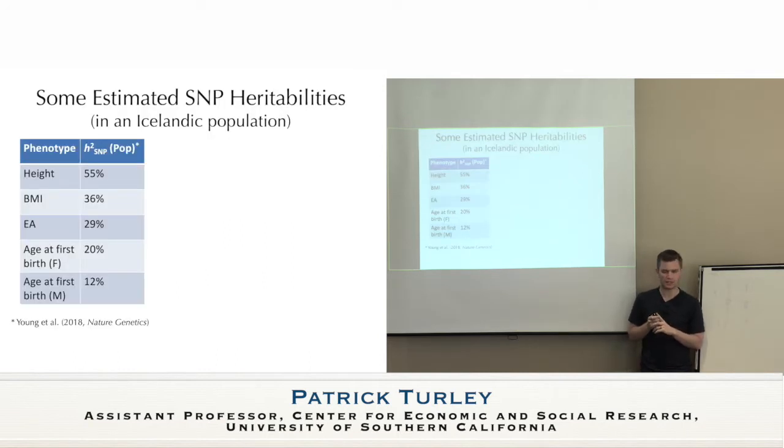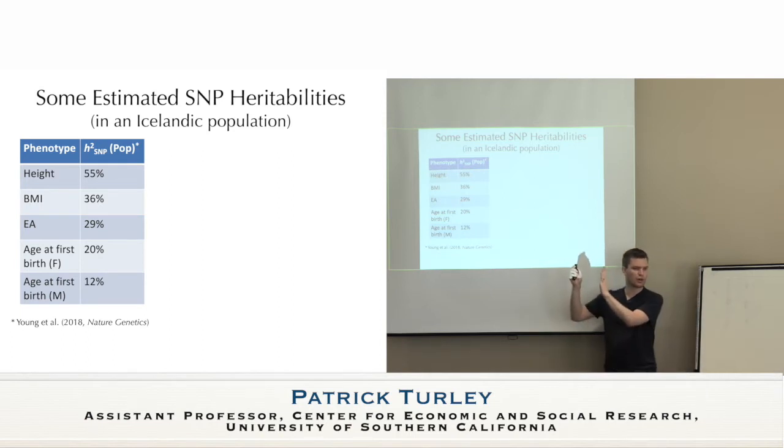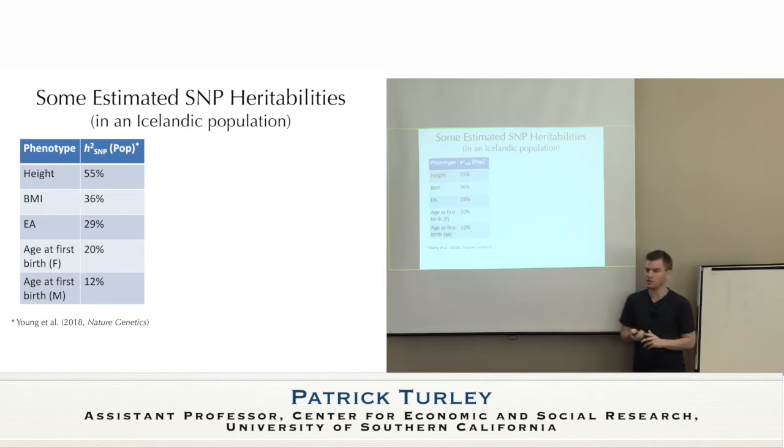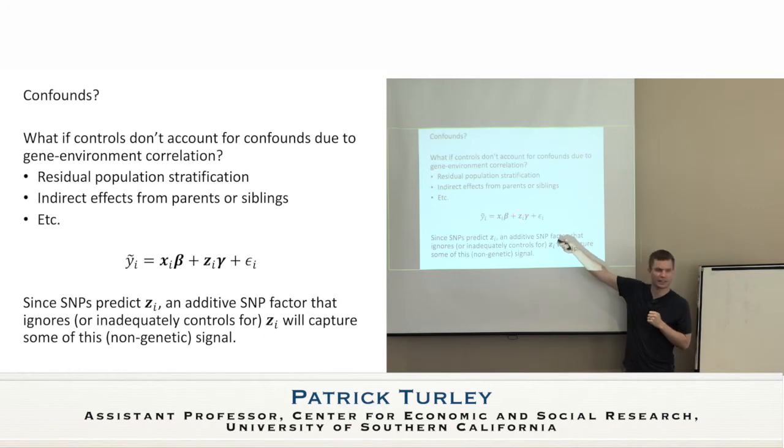So, for example, here are some examples from the RDR paper by Alex that I was telling you about. He used some data from Iceland. He estimated the SNP heritabilities at just a population level, not accounting for parental genotypes. So we call these population level estimates of SNP heritability. For height, he estimated 55%, BMI 36, educational attainment 30%. He has age at first birth in women and age at first birth in men at 20% and 12%. And so these are the estimates that are going to be biased by gene-environment correlation, and they're going to capture a little bit of this part here.